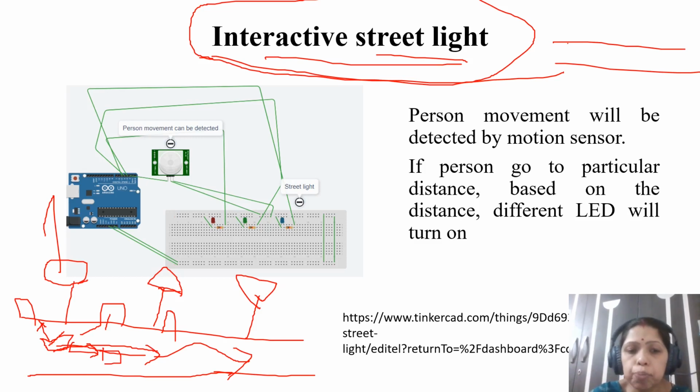So based on the persons moving through the road, if any person is present in front of the street light, you can turn on the street light. Automatically, the street light can be turned on based on the motion detection principle. I hope it is clear.